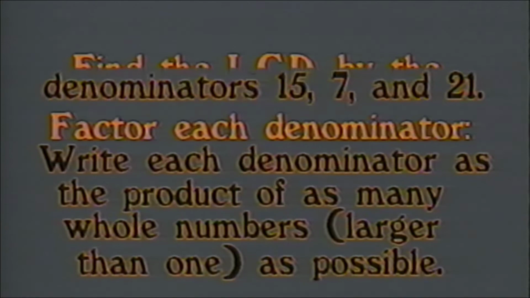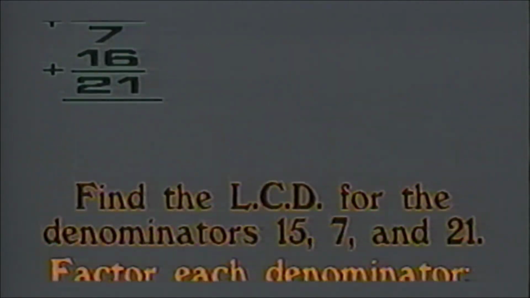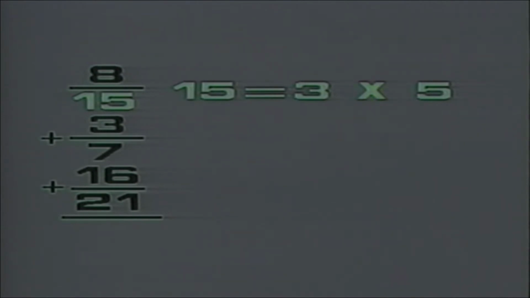Start by factoring each denominator. That means write each denominator as the product of as many whole numbers larger than 1 as possible. So we write the denominator 15 as 3 times 5. 7 is what's called a prime number. It can't be written as the product of other factors besides itself and 1. So we leave the 7 alone. But the denominator, 21, that's 3 times 7.